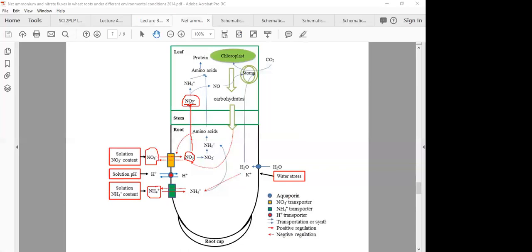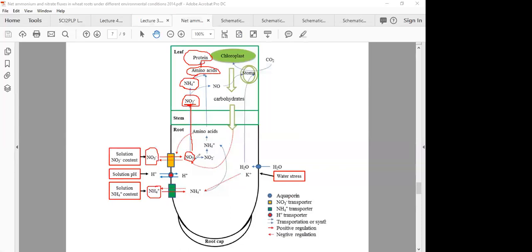changed into nitrite, NO2 minus, and then very rapidly converted from there into ammonium ions. Why? Because ammonium ions are very easily assimilated into amino acids. That is, they're incorporated very easily into amino acids to make proteins. So that's one fate of the NO3 minus, the nitrates.